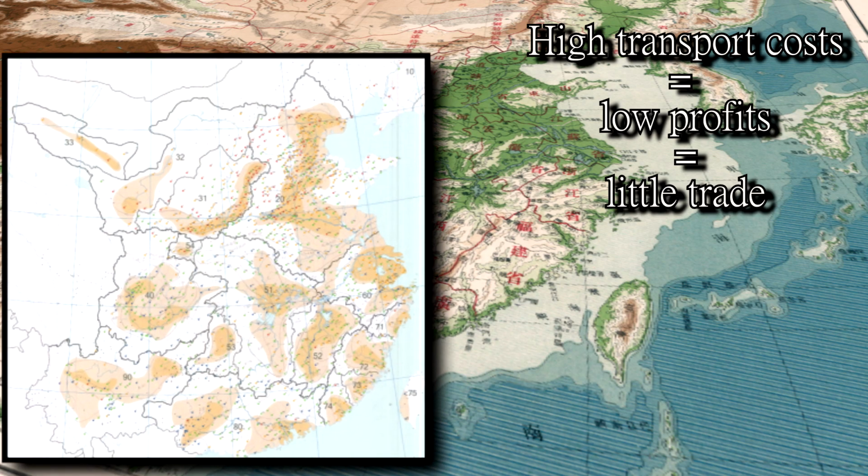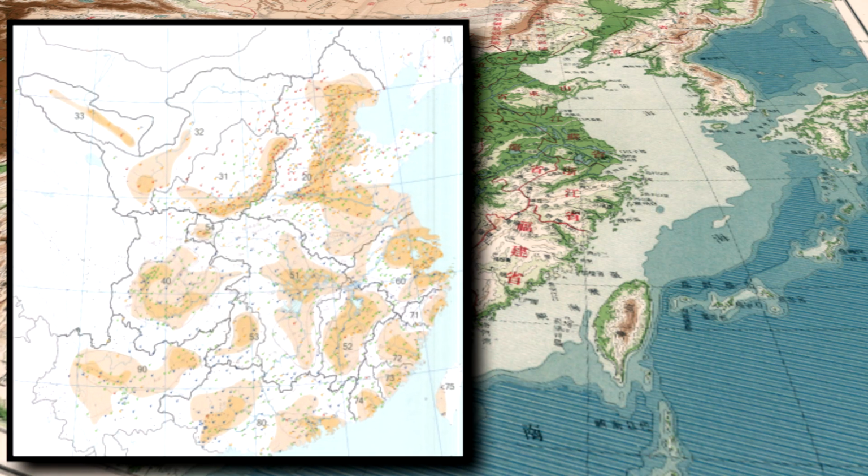And this periphery also represented a loosely policed area where illegal sects, secret societies, or bandits could develop in relative freedom.